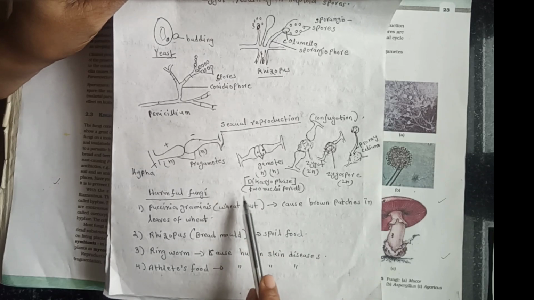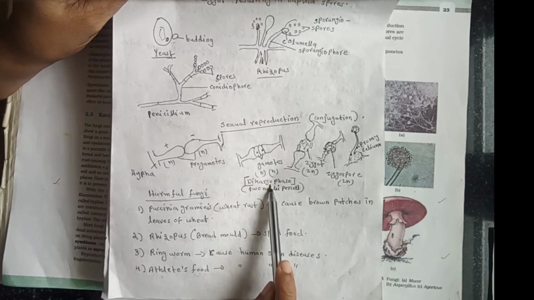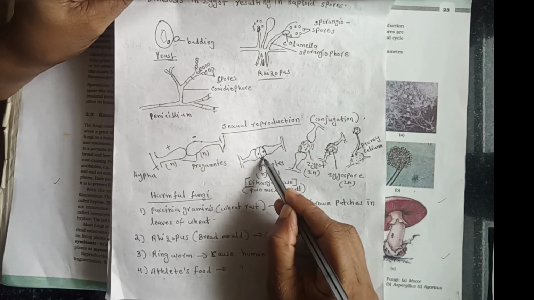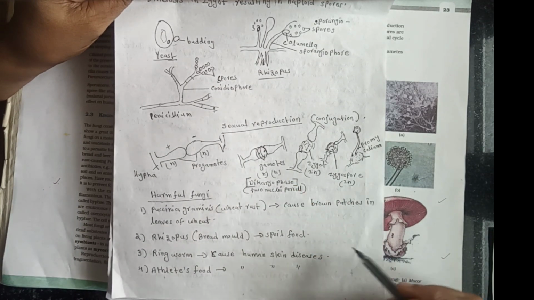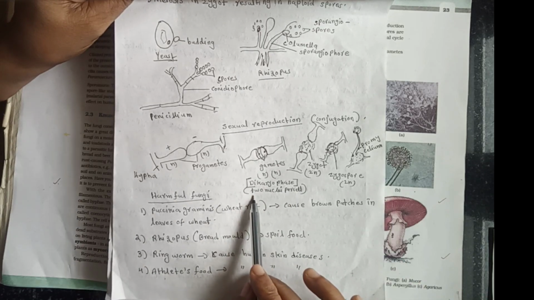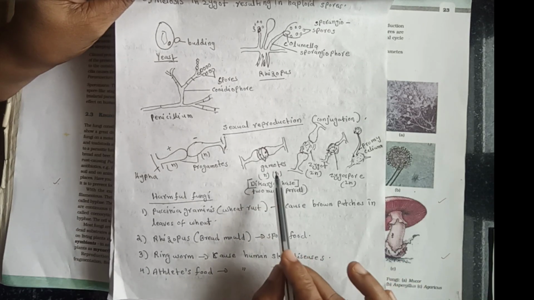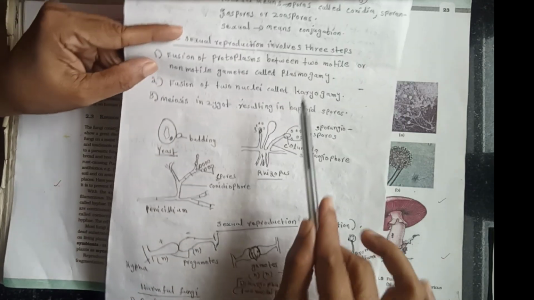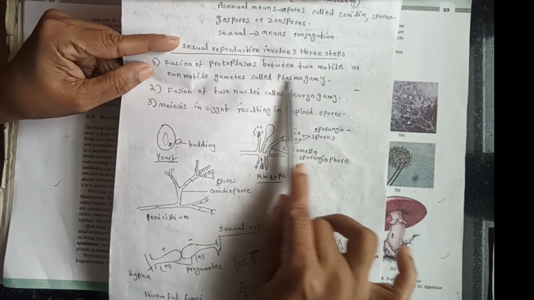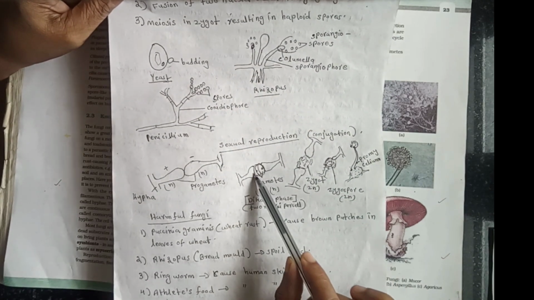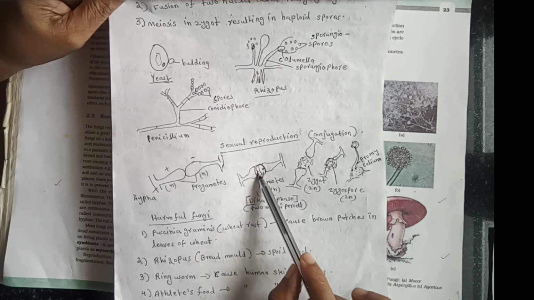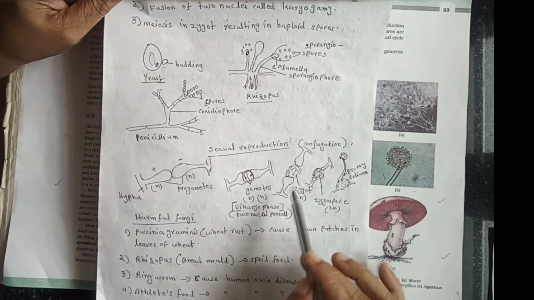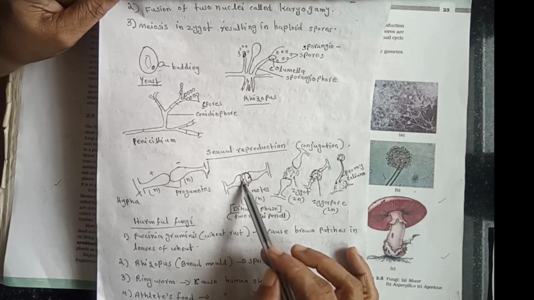Such a condition is known as dikaryophase. Karyo means nucleus; dikaryo means two nuclei in a single structure. Dikaryophase means two nuclei per cell. In this case, gametes are fused, but only the first stage, plasmogamy, has taken place. Cytoplasmic fusion of two gametes took place, but the nuclei are free. That is dikaryophase. Then the next stage, karyogamy, that is fusion of nuclei.